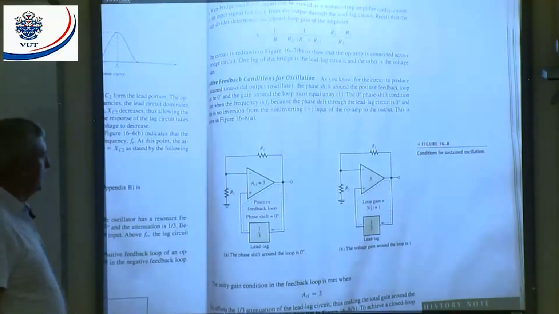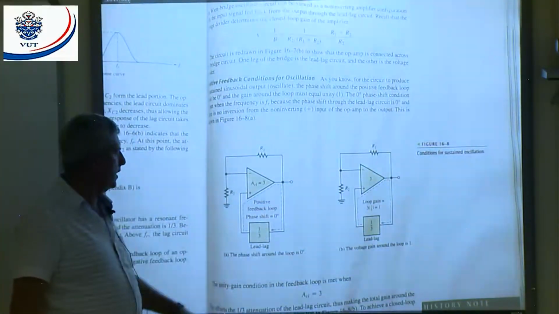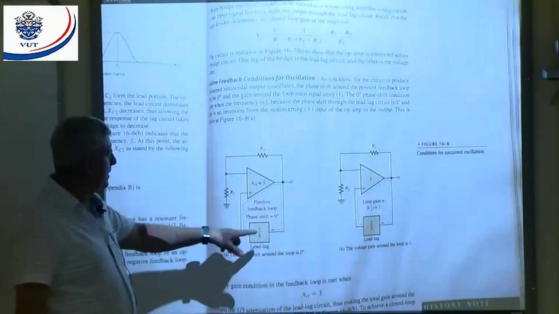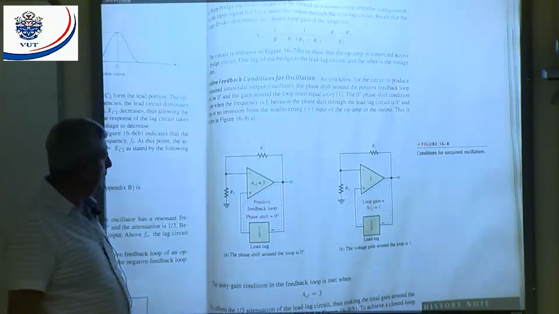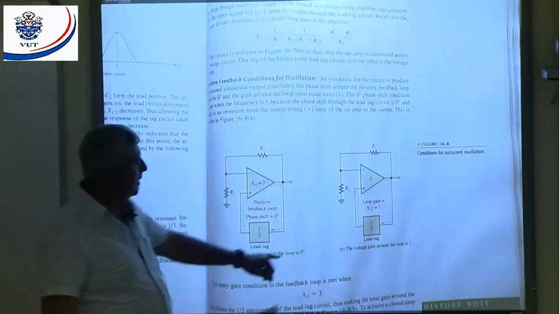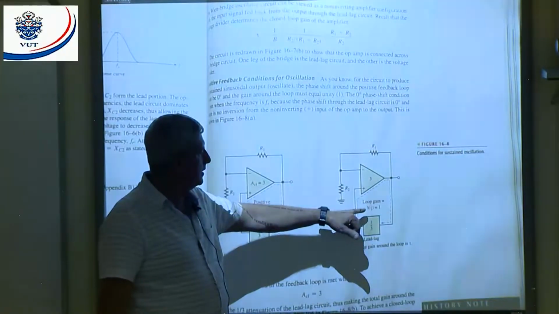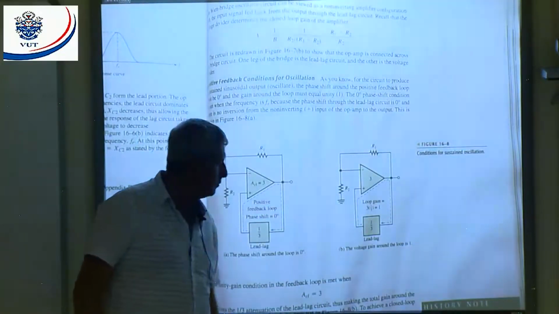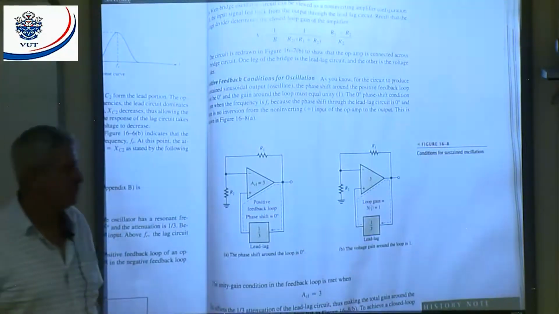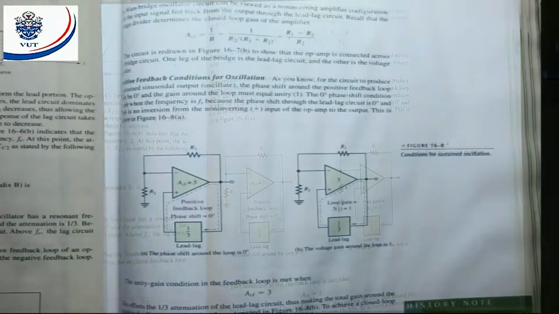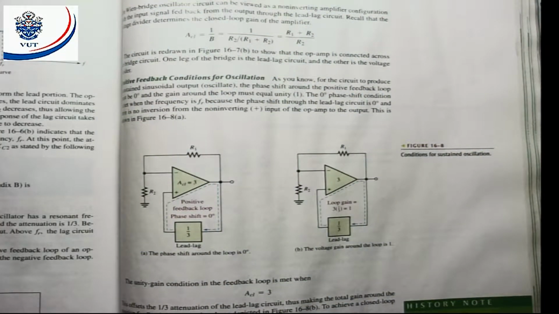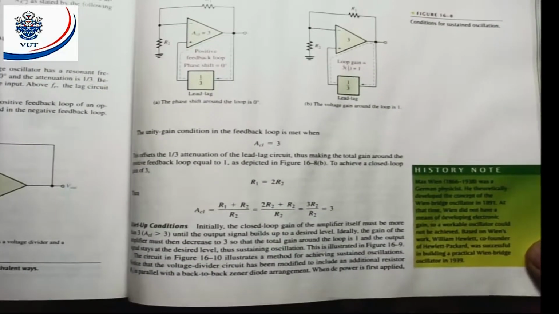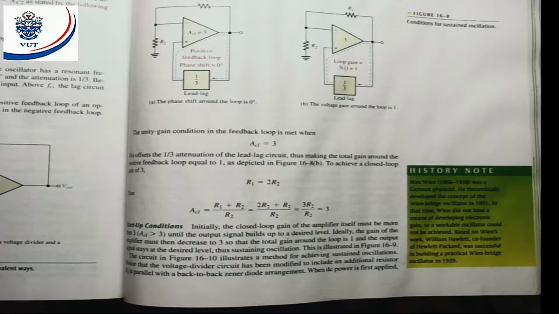First of all, they say the phase shift around the loop should be equal to 0 degrees. There's the feedback circuit drawn. The positive feedback loop phase shift should be equal to 0 degrees. And here they say the loop gain is equal to 3 times a third, which is equal to 1. That means the gain of my amplifier should be equal to 3. 3 times a third will give me 1. They work it out to tell you that the gain of the amplifier should be equal to 3.